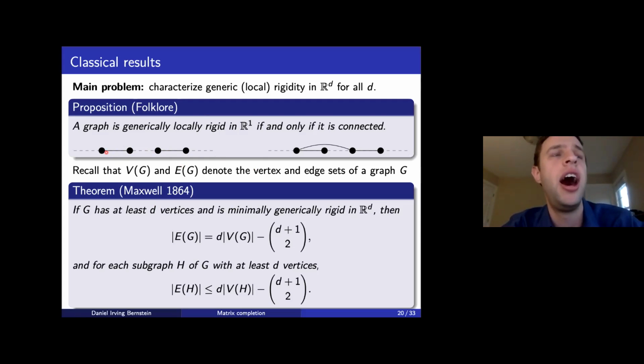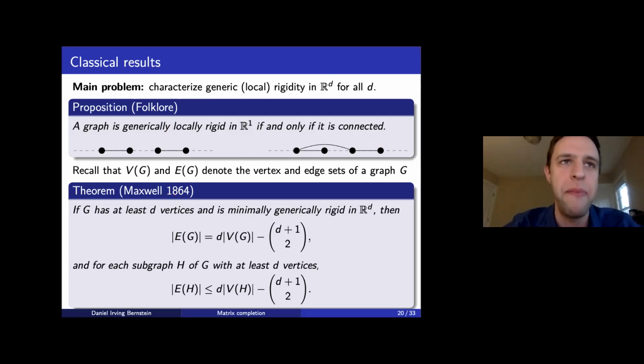You can see this intuitively by, for example, considering a graph that has 2 connected components. You can slide each back and forth independent of the other. But as soon as you connect them to each other, this whole framework has to move as a unit. So generic local rigidity in R^1 is equivalent to being connected.